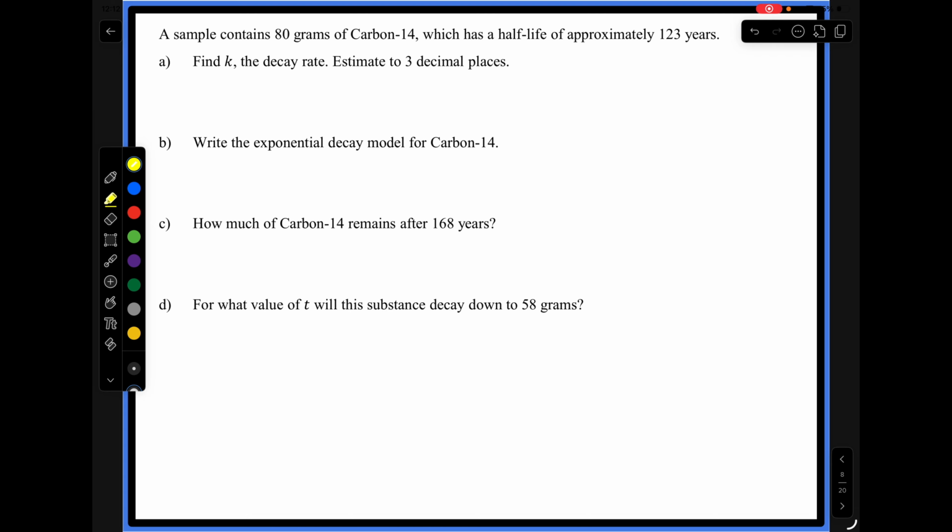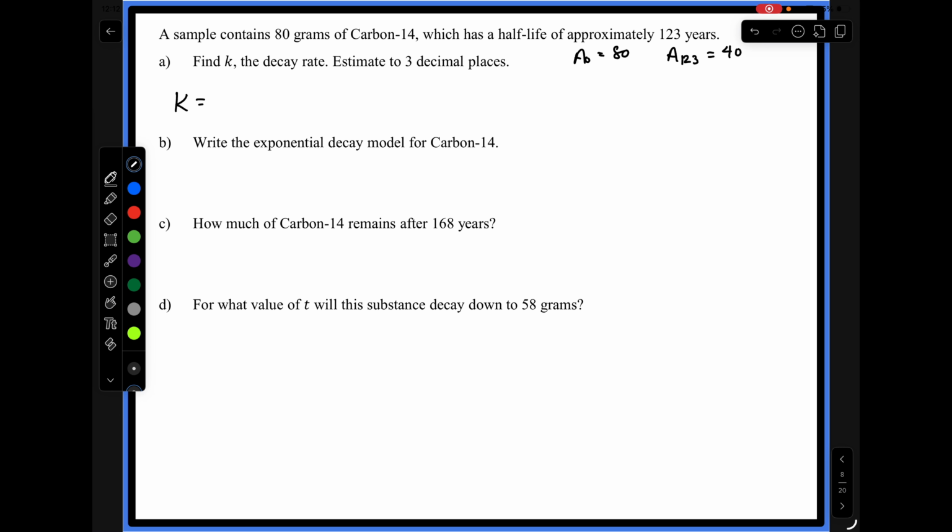We have a sample that contains 80 grams of carbon-14, which has a half-life of approximately 123 years. Our first job is to estimate the value of K. Since the half-life is 123 years, if I start off with 80, then the amount I have after 123 years will be 40.